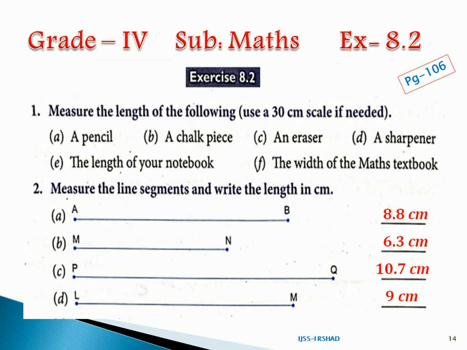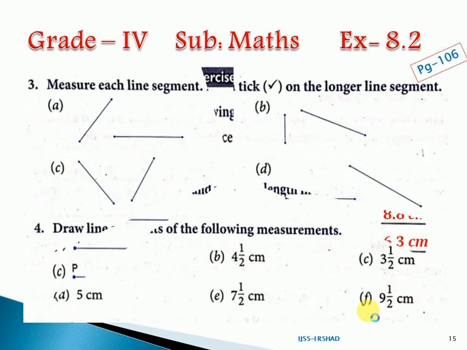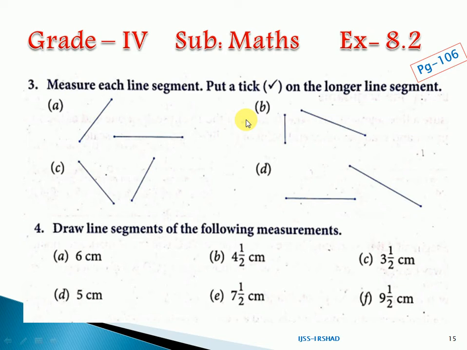Now we will move to question number 3. This question number 3 is given in your book also on page number 106. Measure each line segment, put a tick on the longer line segment. So here you will see 4 questions are there, A, B, C, D. In each question 2 line segments they have given. You have to measure both line segments and say which one is longer. You have to put a tick mark there on the longer line segment.